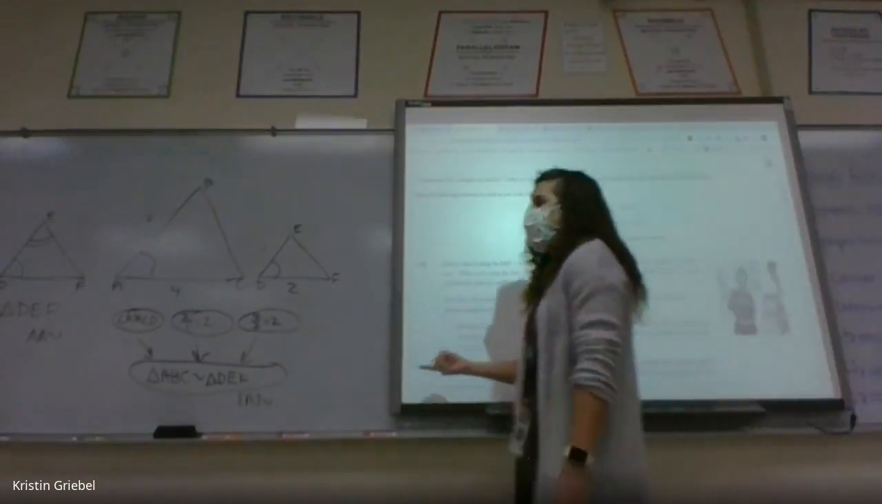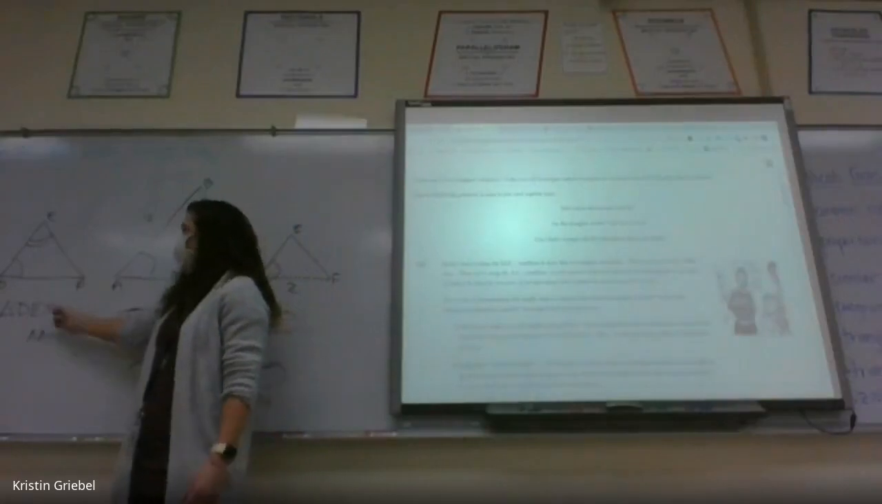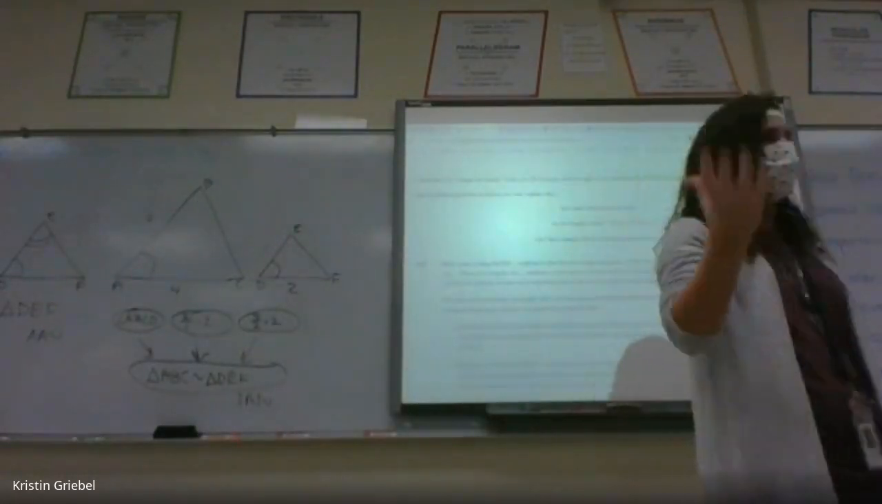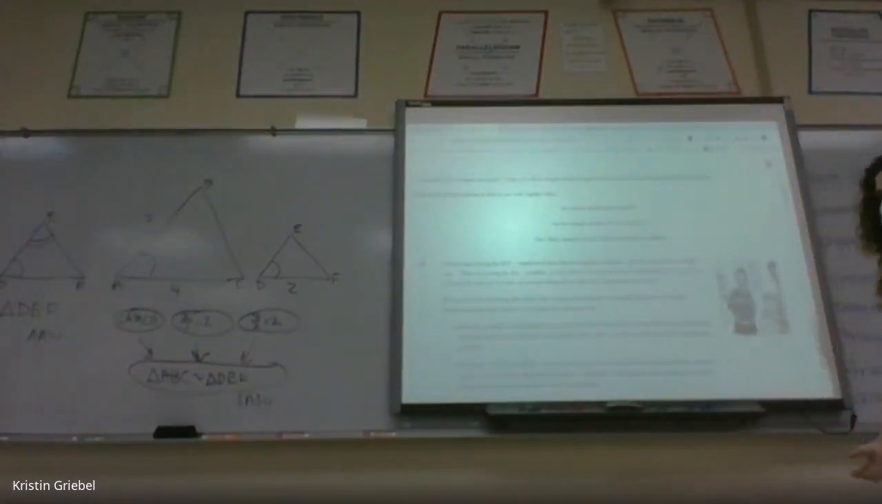This is always true because the definition of similarity says all angles have to be congruent, right? If you have that, then all the sides have to be proportional, and that's the second part of the definition of similarity.